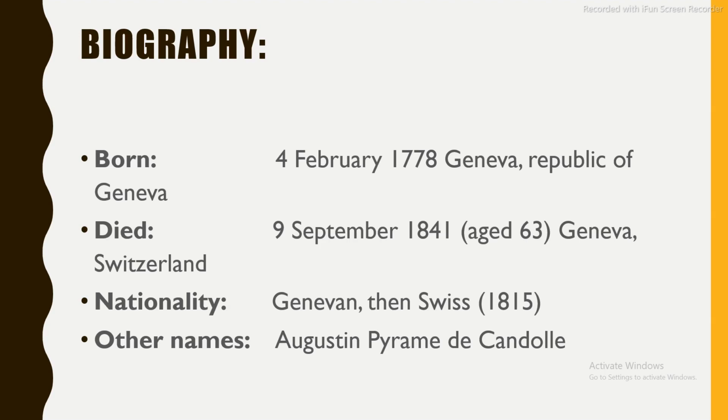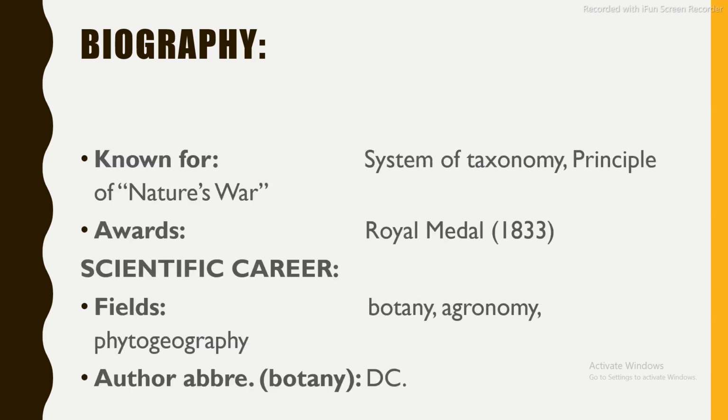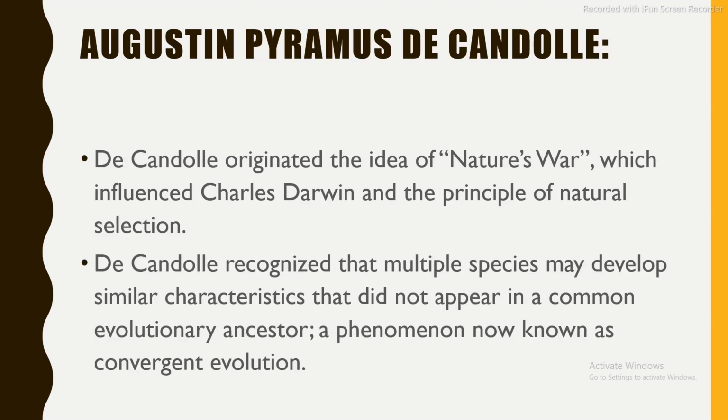He was born on the 4th of February 1778 in Geneva, Republic of Geneva. Died on the 9th of September 1841 at the age of 63, in Geneva, Switzerland. Nationality: Genevan, then Swiss, 1815. Other names: Augustin Prime de Candolle. He was known for the systems of taxonomy and the principle of nature's war. Awards: Royal Medal, 1833. Scientific career includes the fields of botany, agronomy, phytogeography. Author abbreviation in botany: DC.